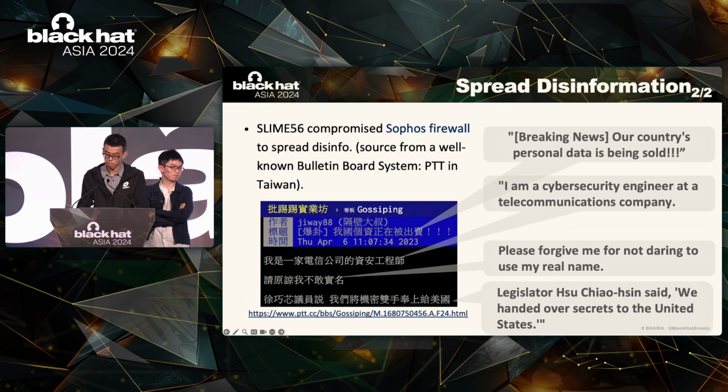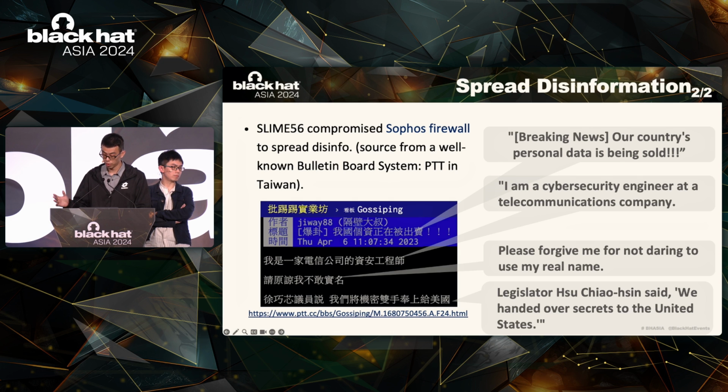This is an example of disinformation. The picture is from the PTT governing board. PTT BBS is one of the famous Taiwanese online forums. Actually, the current Taiwan government is considered anti-China and pursuing a pro-American policy. And the disinformation claims the Taiwan government sold civilians' personal information to the United States government.